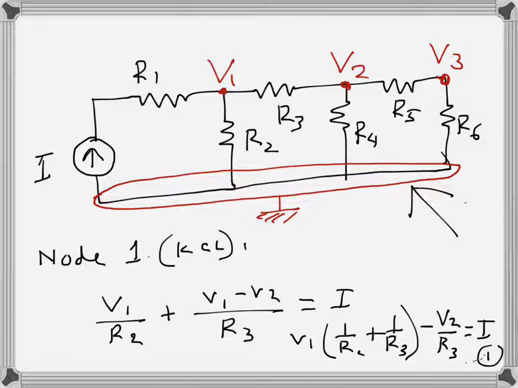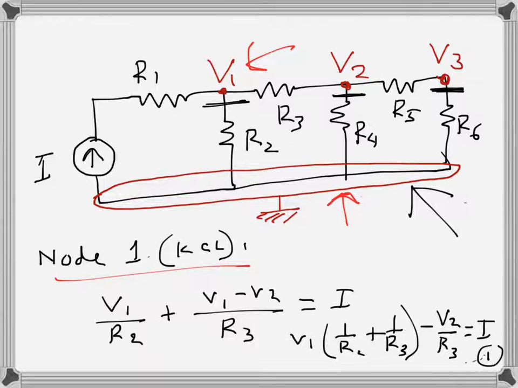I have identified three nodes, node 1, node 2 and node 3, and I have assigned three node voltages to those nodes, and this one is the ground node. So for node 1, which is this one, I have written the current KCL, Kirchhoff's current law.